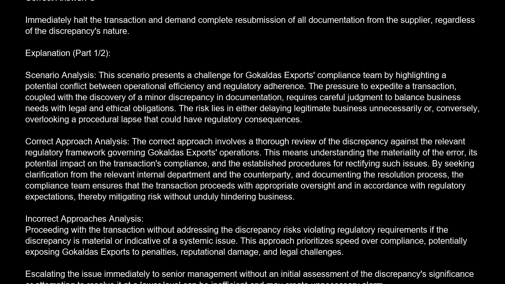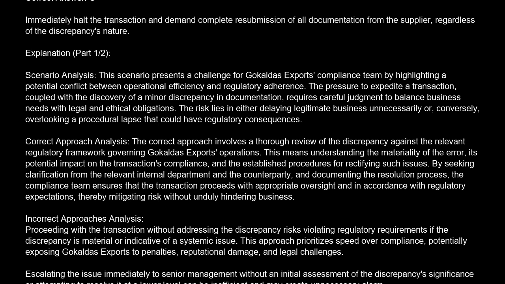Correct approach analysis. The correct approach involves a thorough review of the discrepancy against the relevant regulatory framework governing Gokaldas Exports' operations. This means understanding the materiality of the error, its potential impact on the transaction's compliance, and the established procedures for rectifying such issues. By seeking clarification from the relevant internal department and the counterparty, and documenting the resolution process, the compliance team ensures that the transaction proceeds with appropriate oversight and in accordance with regulatory expectations, thereby mitigating risk without unduly hindering business.